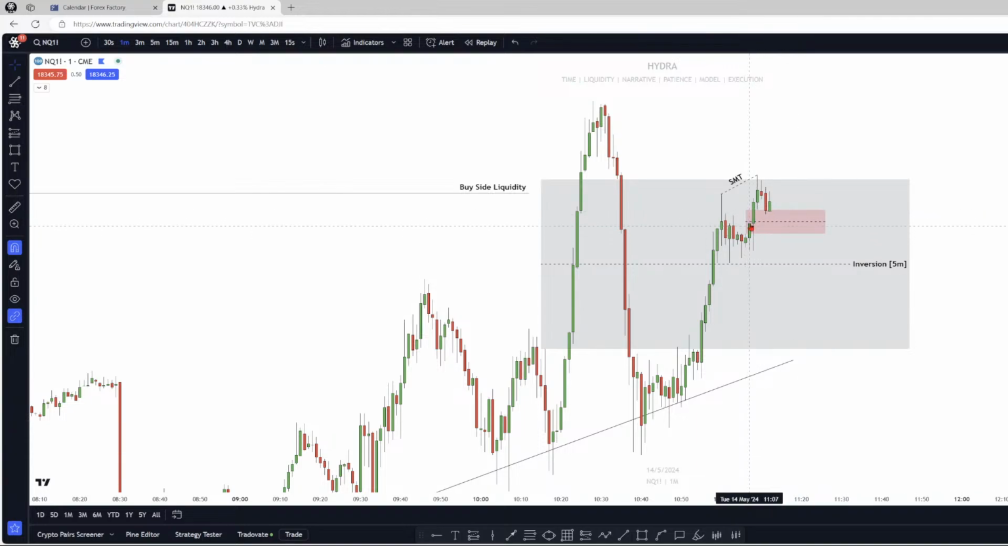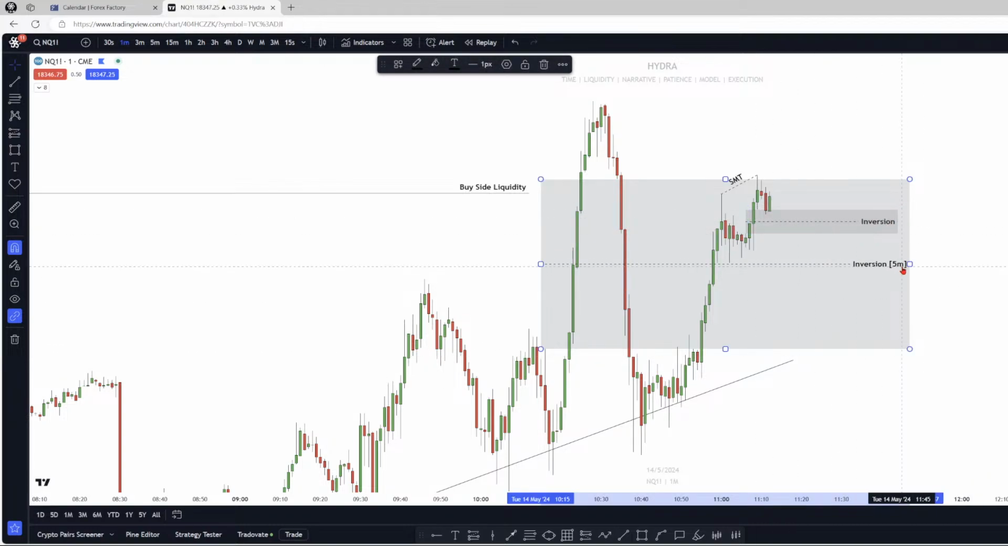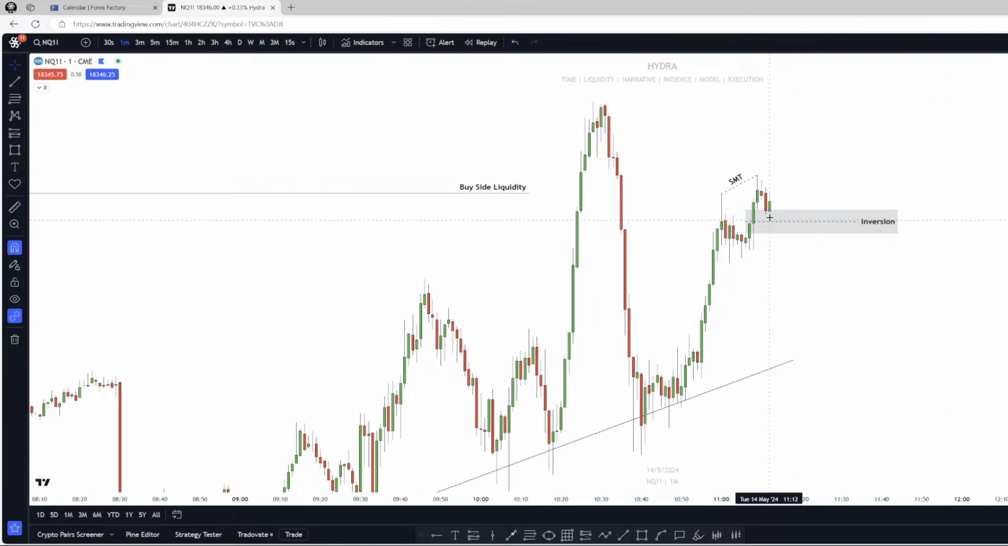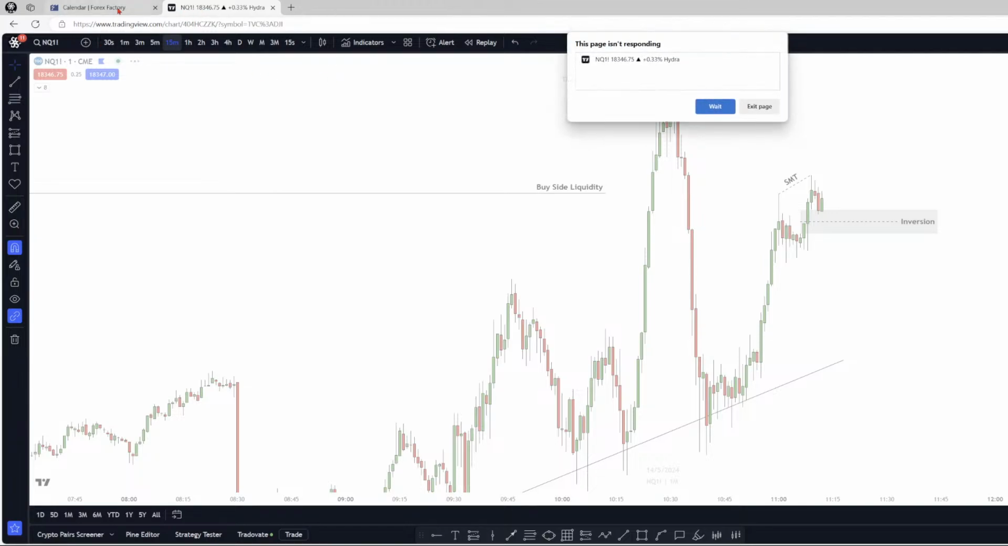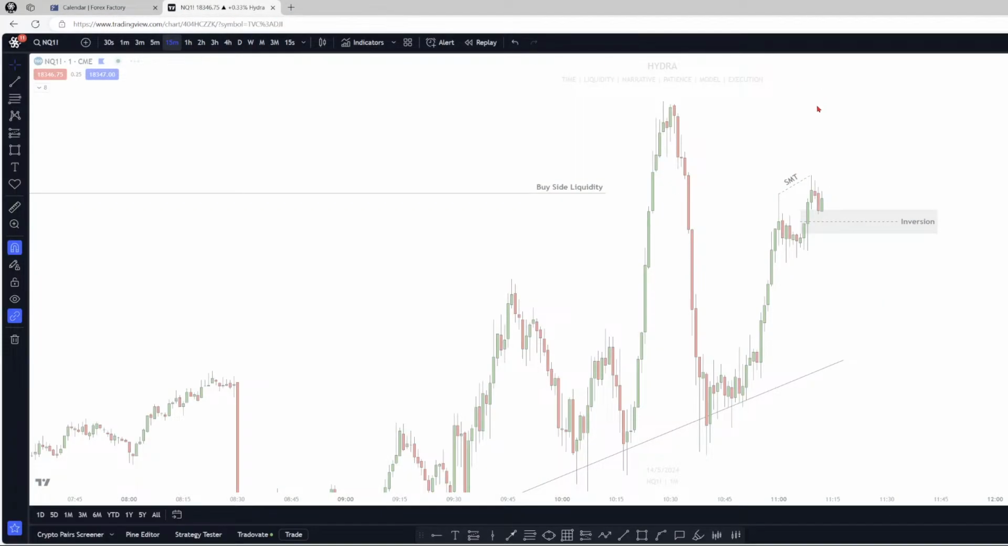We got two fair value gaps at key level, right? So I want to see them turning into inversion. Let's see price closing a body below this inversion. Today it's not going good, folks. It's frozen again. So what I'm going to do, I'm going to close it here.